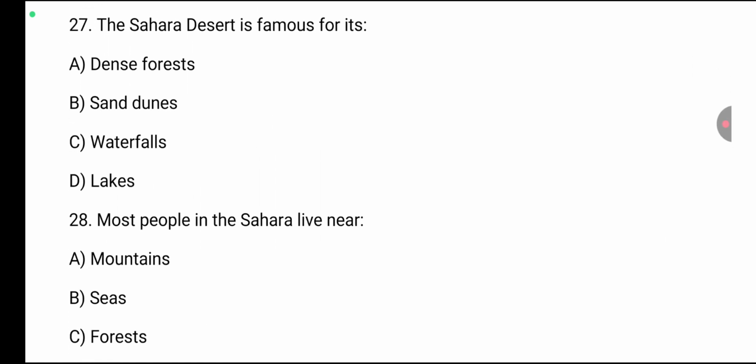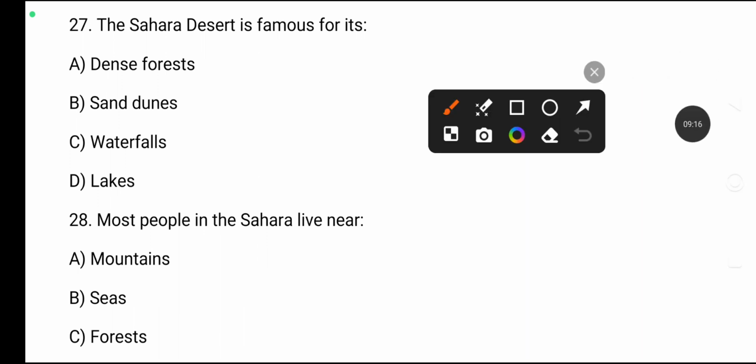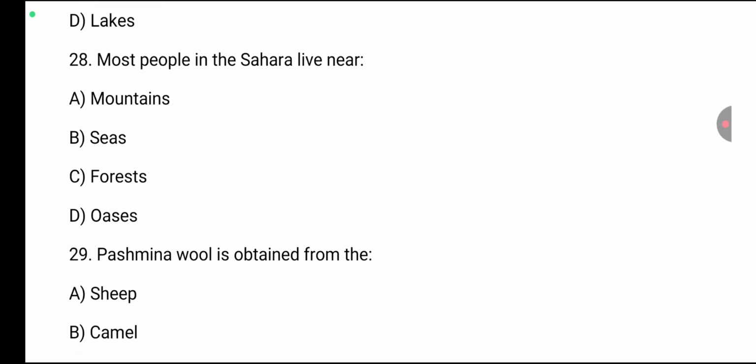Now moving on to question number 27. The Sahara Desert is famous for its dash. Dense forest, sand dunes, waterfalls, lakes. It is sand dunes.